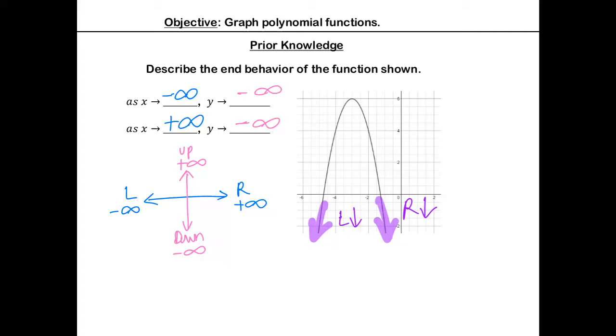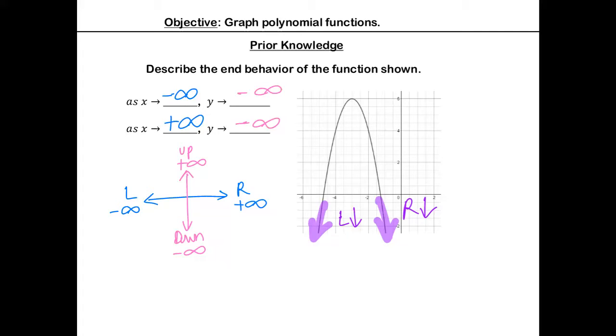All right. So today we're actually going to be going backwards. Eyes in front. We're going to do this backwards today. I'm going to give you the end behavior. You have to figure out if it's the left side and the right side, up or down.